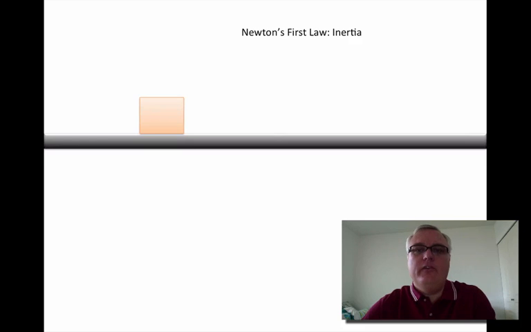So all objects want to resist change. They want to either remain stationary, as this block here is stationary, or they want to remain in motion. So if the block was in motion, it would want to stay in motion. The only thing that can affect a change to that motion is some external force. So the reason a block wouldn't keep sliding along our tabletop is because of the friction between the block and the table. That external force brings it to a stop. If I push that block into outer space where there is no friction, it would just keep going and going.